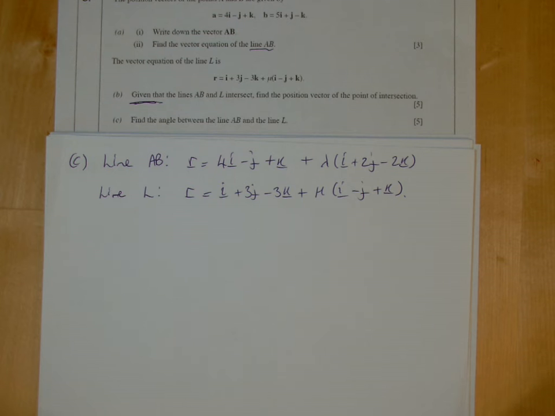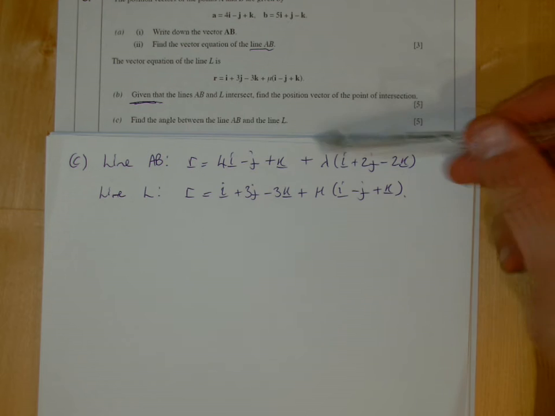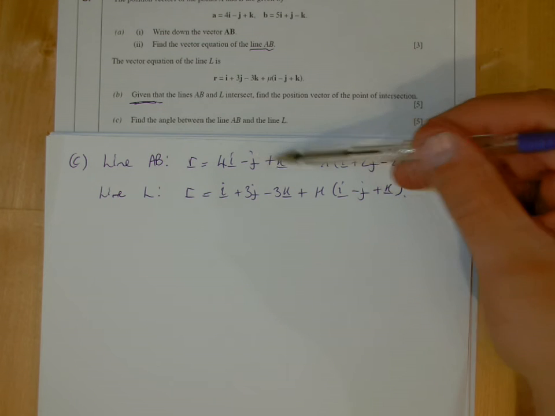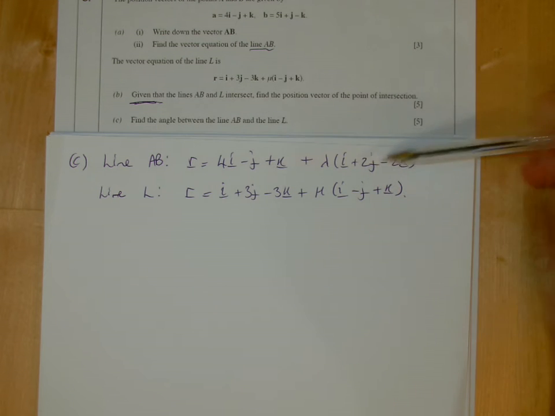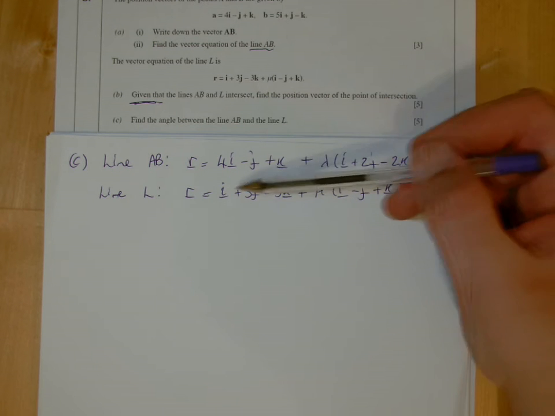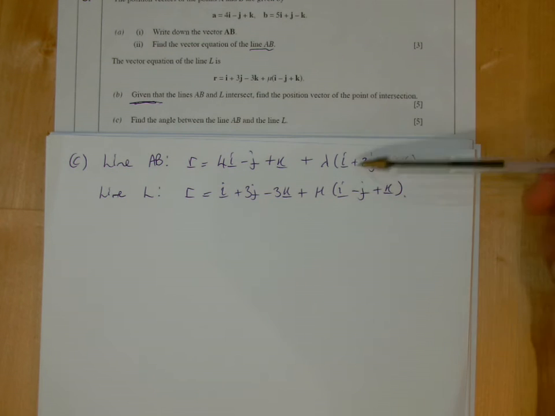Part C, to find the angle between the line AB and the line L, it's actually more useful to write the vector equation of the line in this format, where you separate this point here and then the direction here. Notice the words I'm using. It's the same then with line L. You've got this point here and the direction. And what I'm talking about here, these are directions, aren't they?